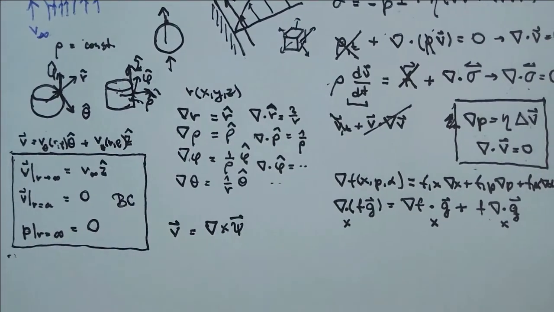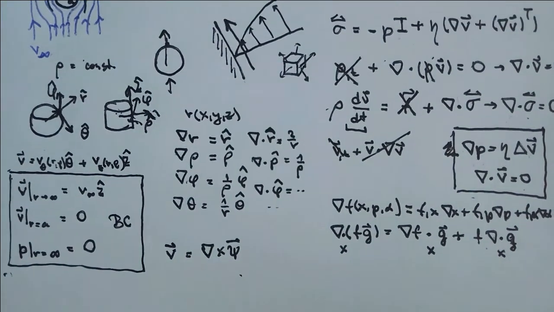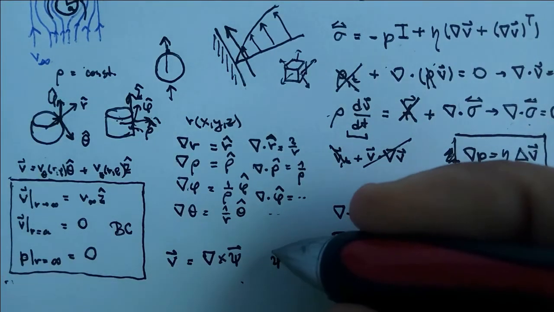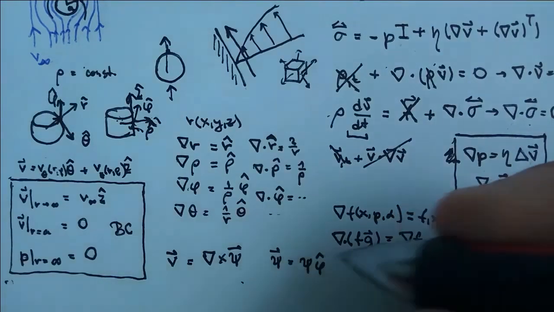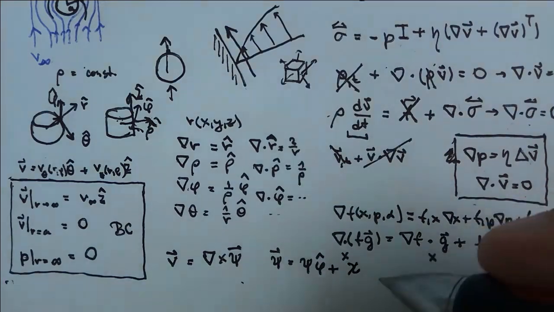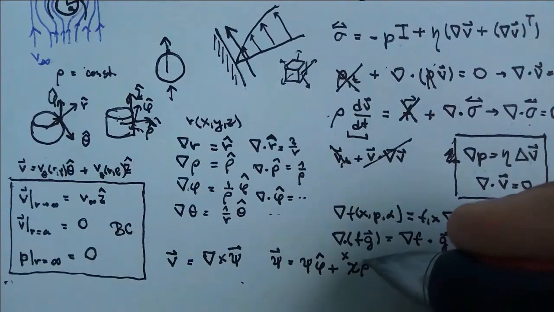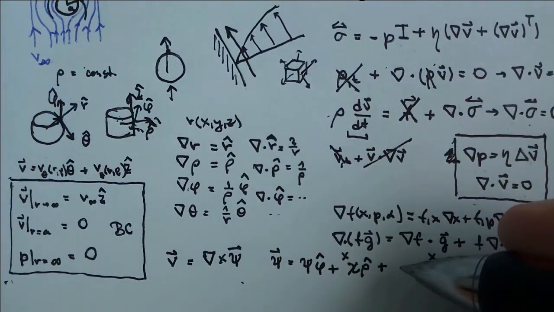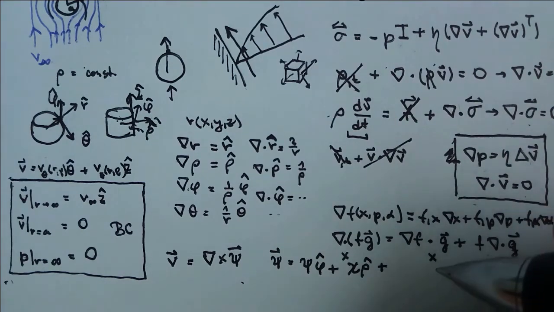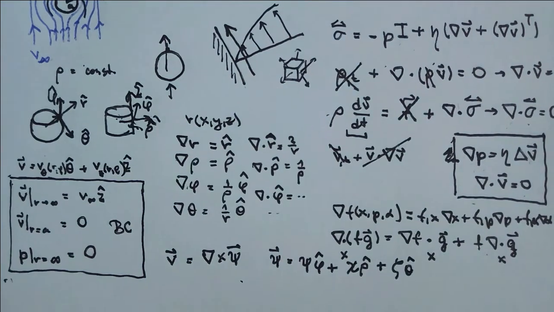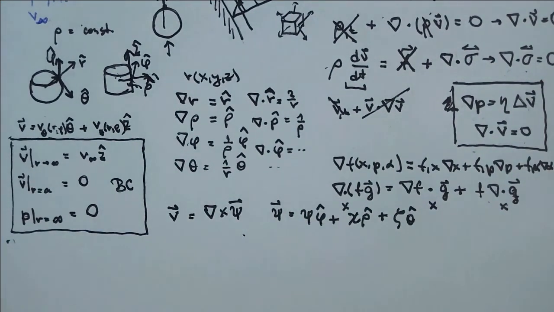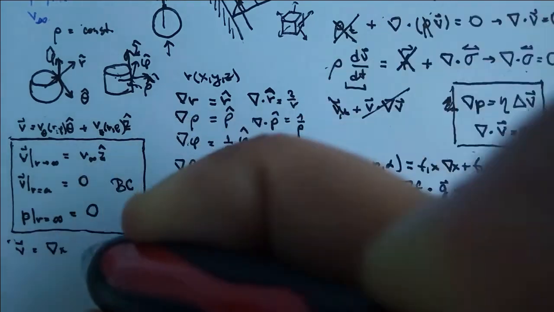But first let me rewrite this psi vector field. We can write the psi vector field as a combination. I will write psi without an arrow as a function times the phi component, plus the second component can be chi and, for example, rho, it doesn't matter which two from the same plane I choose, and the third component can be zeta times theta hat, for example. Then I will compute the curl of this. So the velocity field is the curl of a psi vector field.